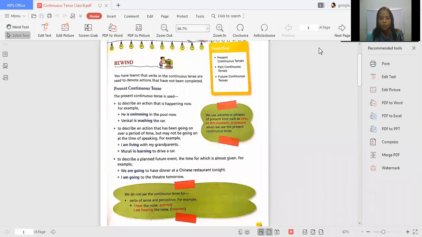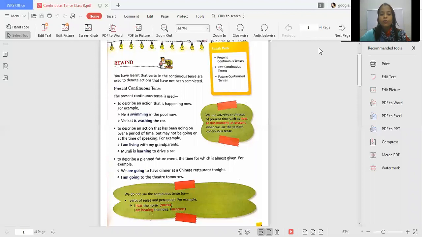Before we start with the exercise, let us do a quick recap of the different continuous tenses which we had discussed. Let us start the day with the present continuous tense. Present continuous tense is used for stating three particular situations. The first is to describe an action which is happening right now.